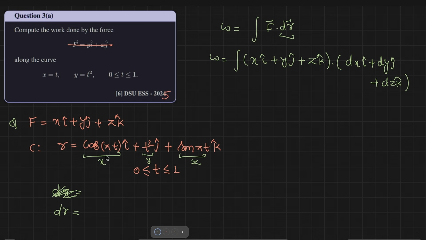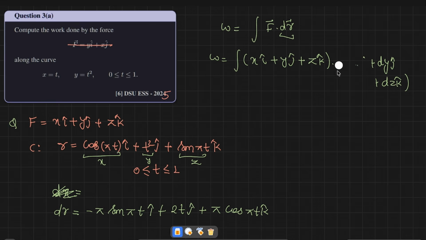dr is basically the derivative of this r. So dr will be dr by dt. You can write that it is going to be minus pi sin pi t i cap, plus 2t j cap, plus pi cos pi t k cap. This is the derivative. Directly you can write it down, so no need to write this thing here because r is given. Or otherwise you can consider x, y, z independently, and if you put them in this, you will get the same thing. So this is the dr vector.